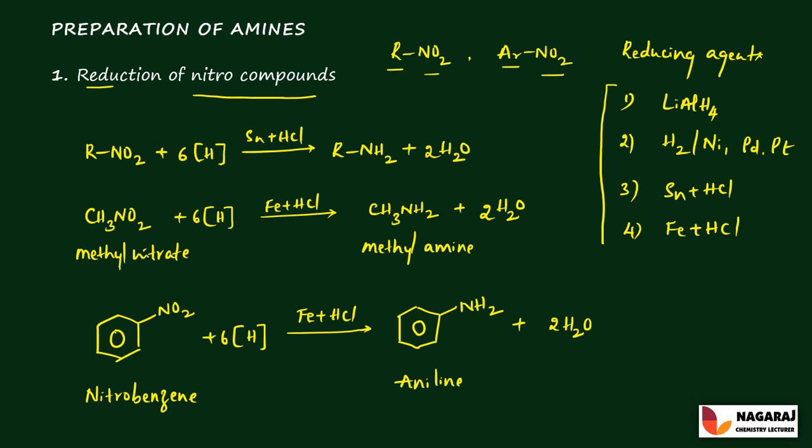Here the reduction with iron and hydrochloric acid is the preferred method, because during the reaction the FeCl2 formed gets hydrolyzed to release hydrochloric acid. That is, Fe plus HCl produces FeCl2, and it gets hydrolyzed to release hydrochloric acid. Hence, only a small amount of hydrochloric acid is required to initiate the reaction.